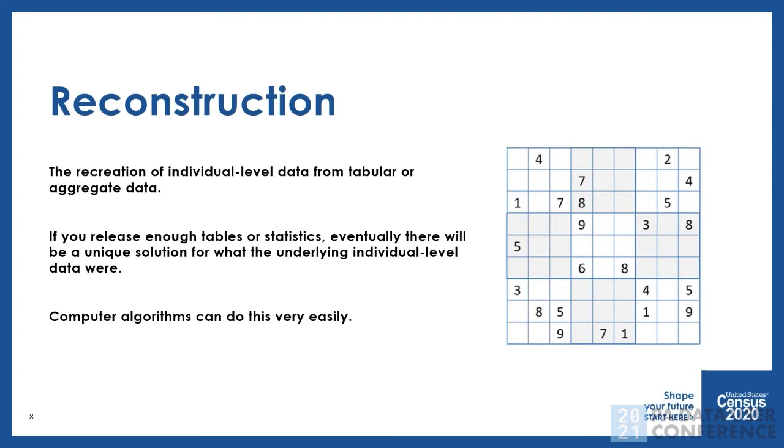Well, the same is true for aggregate statistical tables. If you publish enough data tables with enough disaggregation by different characteristics and geographies, well, then eventually there would be one and only one set of individual level records that could have yielded those published tabular results. And while it may have seemed unthinkable a decade ago, computer algorithms can now perform these reconstructions of those individual level data from aggregate tabular data quite easily and quickly.